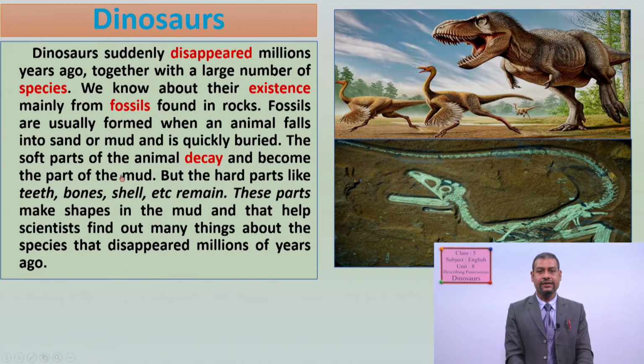The soft parts of the animal decay and become part of the mud, but the hard parts like teeth, bones, shells, etc. remain. These parts make shapes in the mud, and that helps scientists find out many things about the species that disappeared millions of years ago.